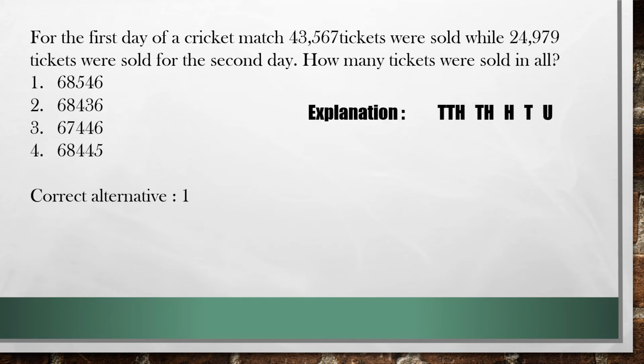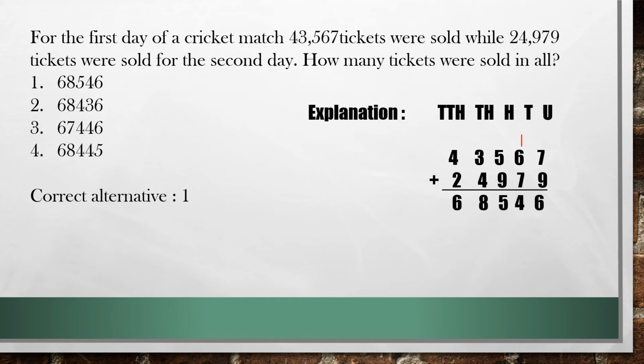place the numbers properly. 43,567, then 24,979. When I add them, I get 68,546. Okay, so here what I did is added from the units place. We started adding up. 9 plus 7 is 16. Okay, I've written 6 here, 1 carried. Then 6 plus 1 is 7, 7 plus 7 is 14. So we'll write 4 below, and carry 1.